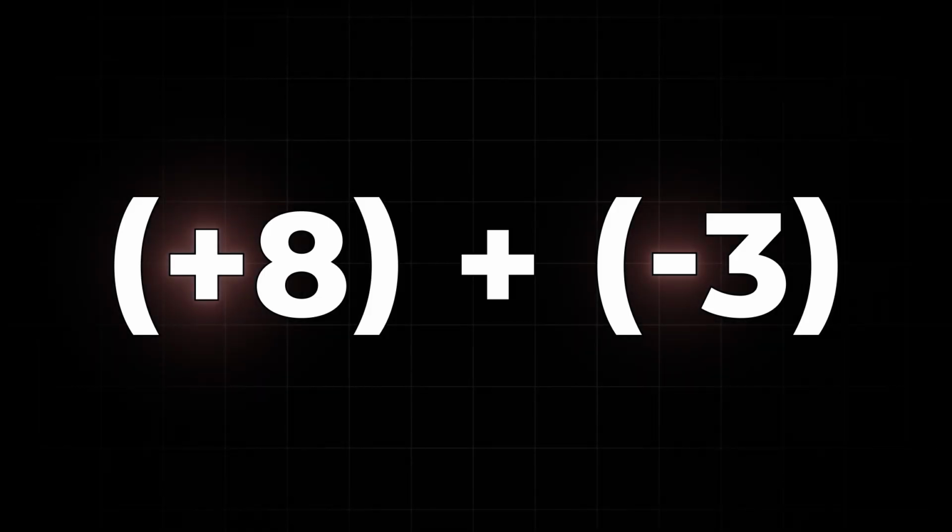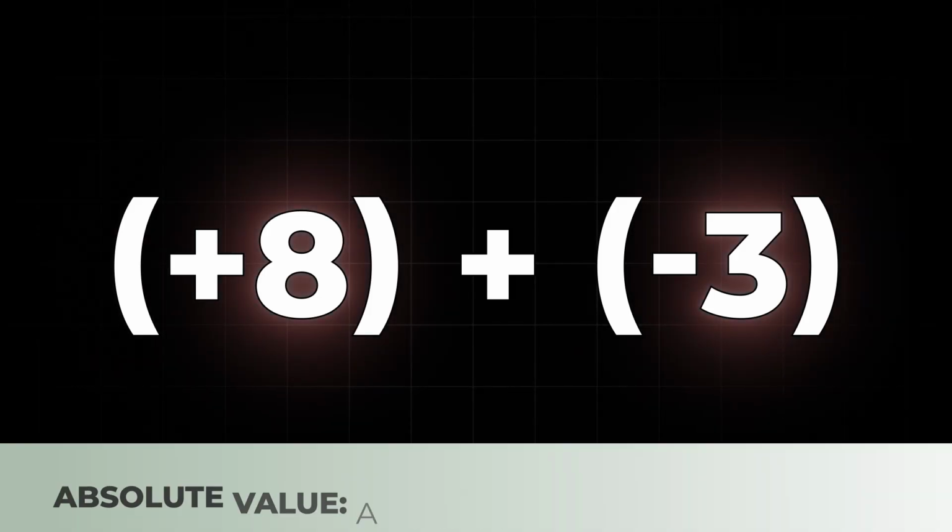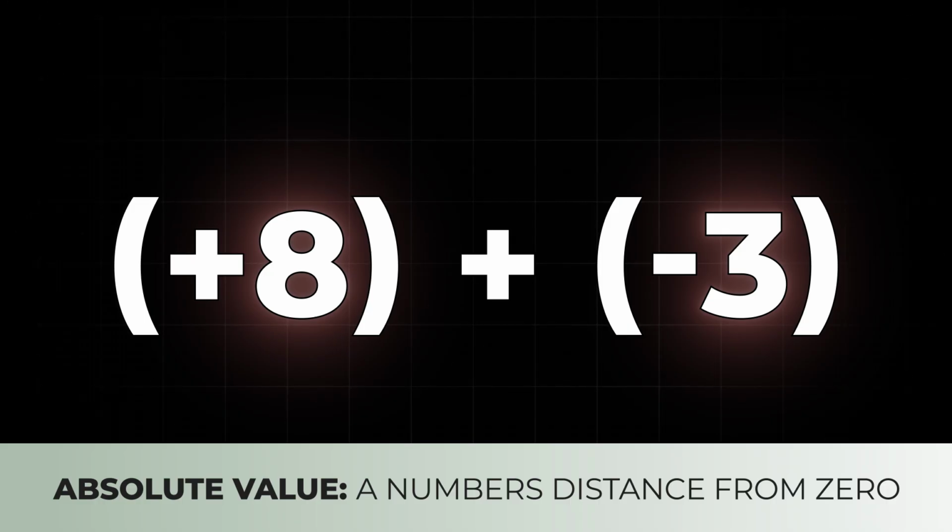When our signs are different, we're going to take these numbers, and technically we're taking the absolute value of the numbers, but in our case, we'll just say the numbers, and we're actually going to subtract them.